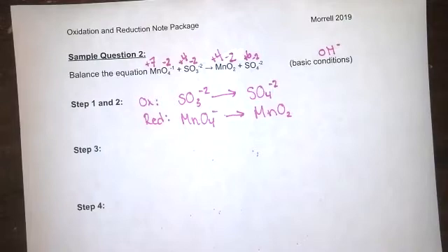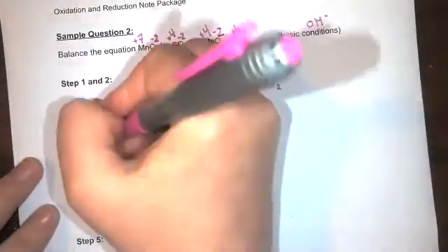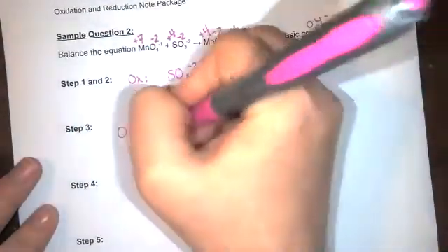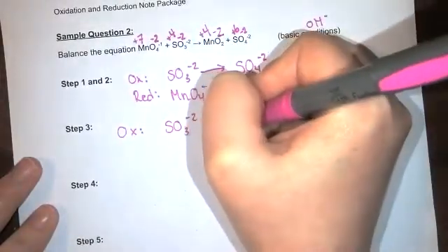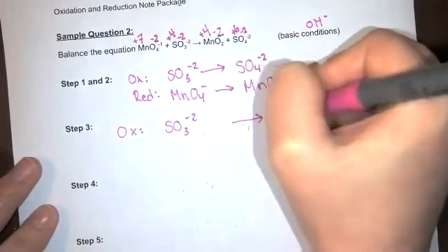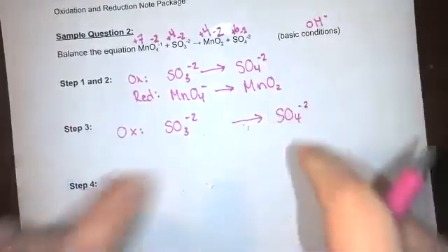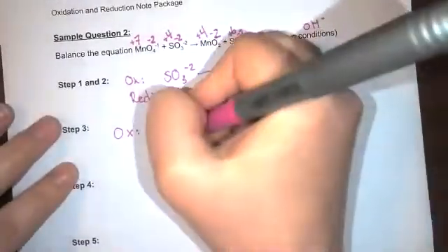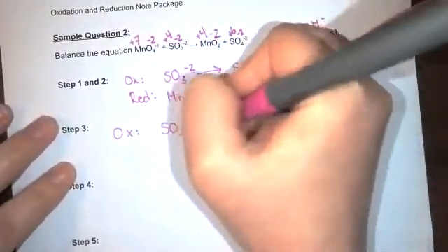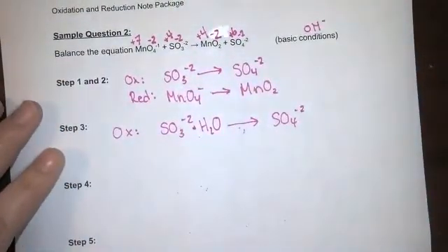So for step 3, I'm now going to be balancing my hydrogen and oxygen by either adding water or adding hydrogen ions. So for my oxidation, I have SO3 2-, SO4 2-. Now I have 4 oxygens on this side, 3 oxygens. I need to add another oxygen, so let's add just 1 water molecule.